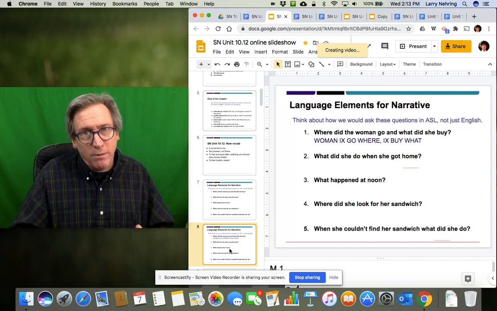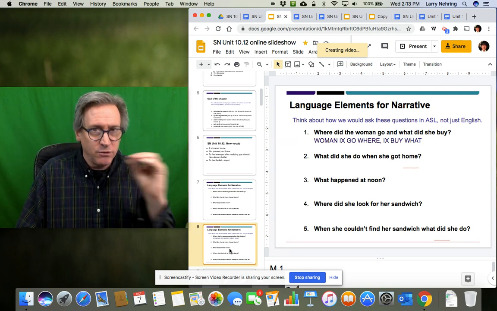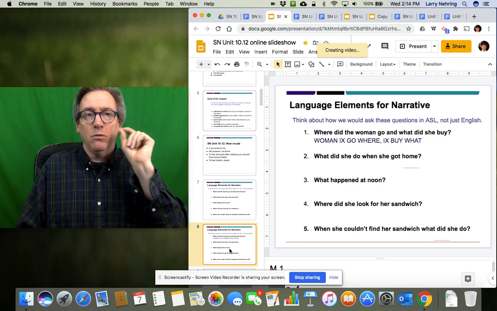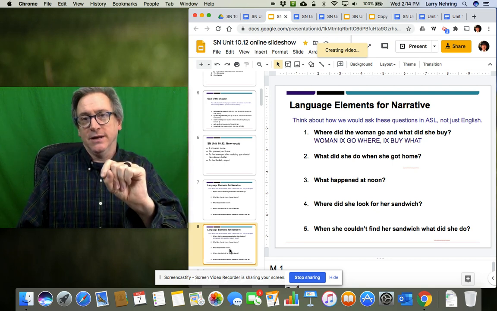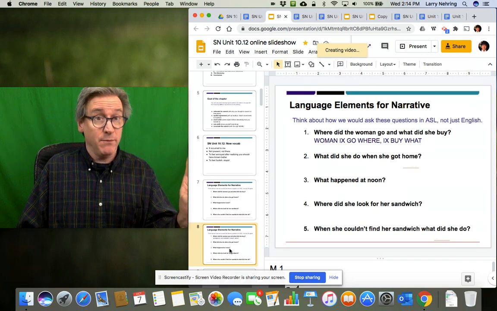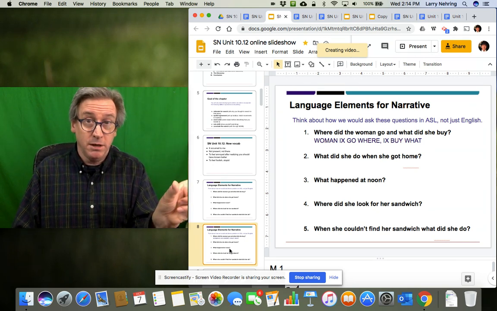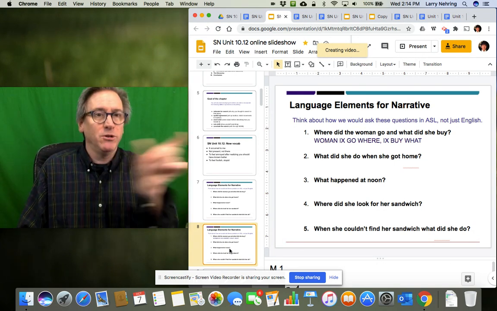So we go through a whole bunch of others and take a look at how the structure is set up. What did she do when she got home? What's the interesting thing about that? We have a timeline, right? So when she arrived home, that's time. And home is location. So time, location, arrive home.